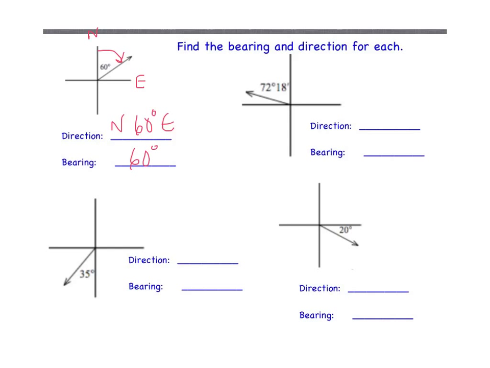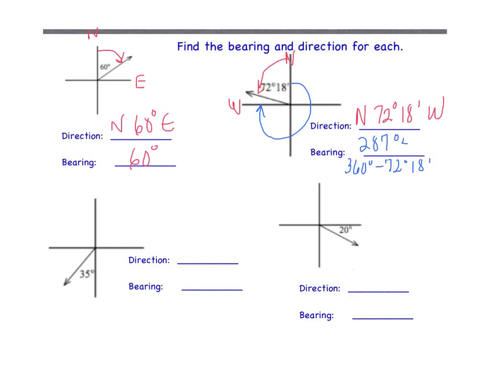Okay, the direction over here on this one is going to be north and west, right? Drawn from the north, so this is going to be north 72 degrees 18 minutes west. Okay, and the bearing would be from the north all the way around, and so that bearing is going to be 360 degrees minus 72 degrees 18 minutes. And if we do that right, that should be 287 degrees and 42 minutes. And that's all that is.